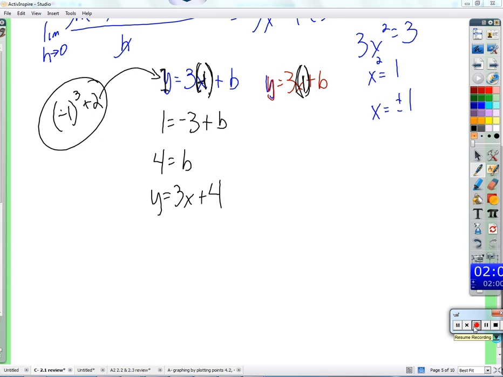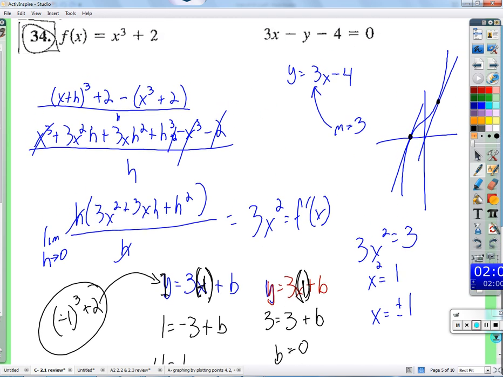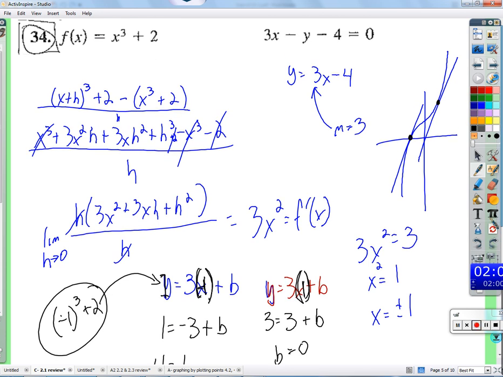Do we have a consensus on what this y value should be? 0? Oh, that should be 3. Yeah, 3 equals 3 plus b, b equals 0, y equals 3x plus 0. It's right through the origin, kind of like my graph looked like. That's a pretty good graph. Amazing that it is.